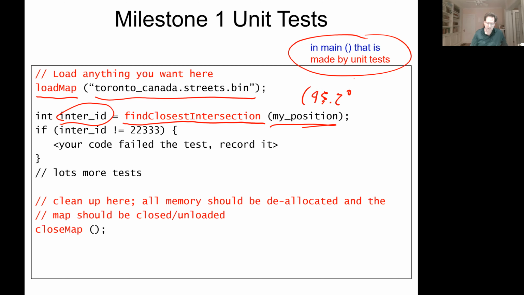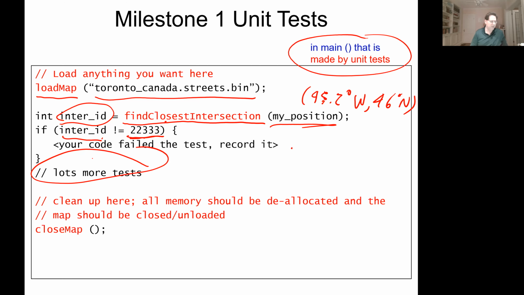45.2 degrees west and 46 degrees north. And we know that the intersection closest to that in Toronto has this ID. So in our tests, we check, did the intersection ID that you just found match that? If it doesn't match, you failed the test. We'll record that, and we'll give you a summary when the test is complete.